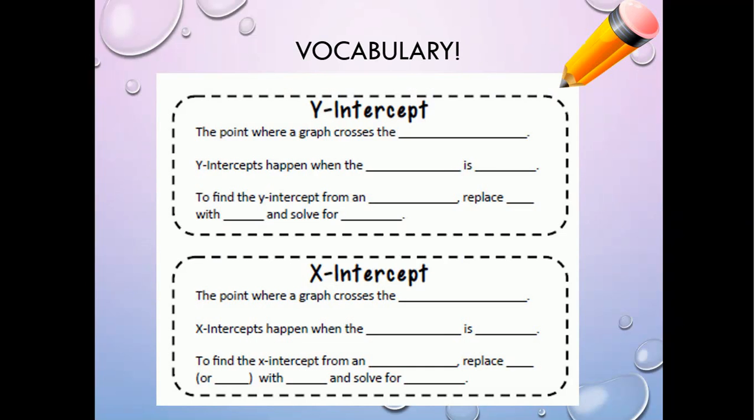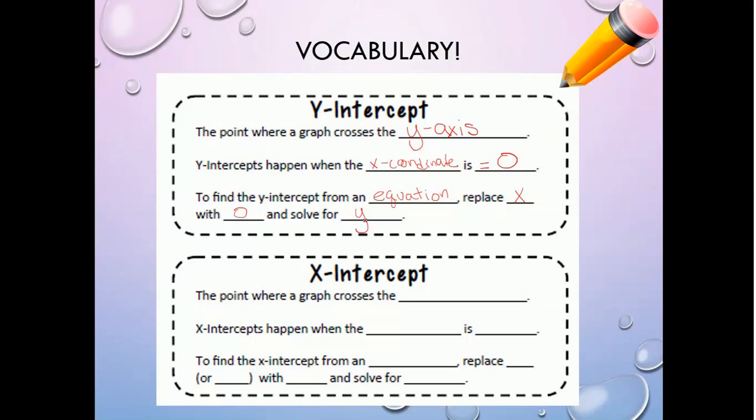Your vocab: so what we're going to look at are y-intercepts and x-intercepts. Your y-intercept is the point where the graph crosses the y-axis. You're going to want to fill in these little slips of paper I gave you in class. Now, the y-intercept happens when the x-coordinate is equal to 0. So it's when the x value of your point is equal to 0. To find the y-intercept from an equation, you're going to replace x with 0 and solve for y. So you put a 0 in its place, and then you solve for y. We'll try a few examples.